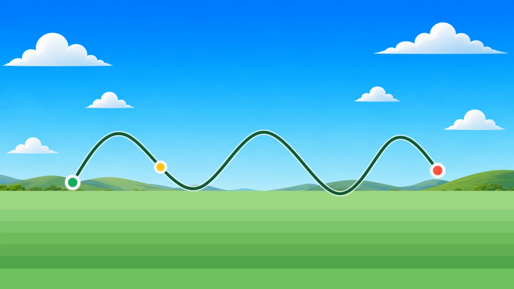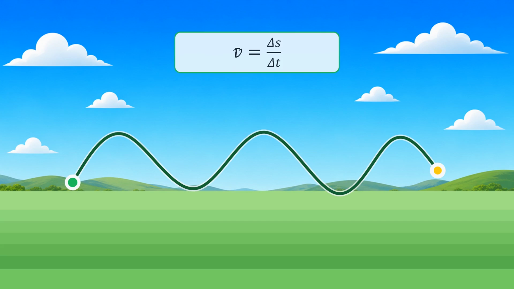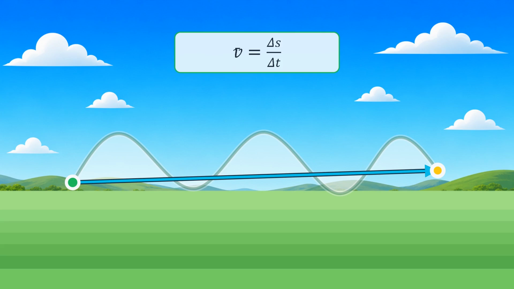Average velocity describes motion using displacement. So far, we have described motion using average speed. We asked how much total distance an object covered, and how much time the trip required. That gave us average speed, v bar equals delta s divided by delta t. But distance is not the same as displacement.